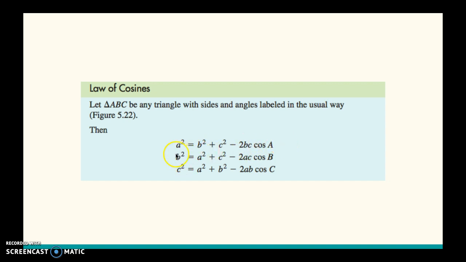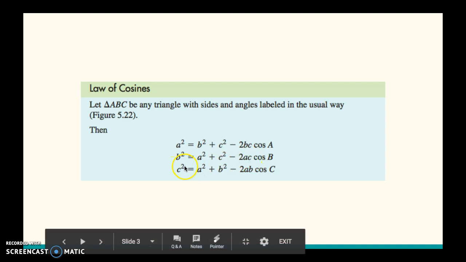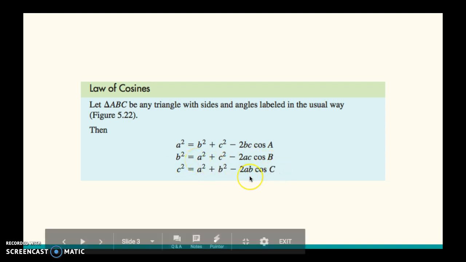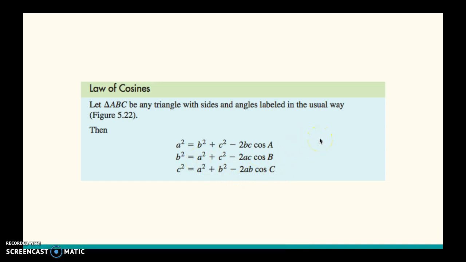Notice I started with b on this side, and I end with b. The other two sides are combined as they're squared, and I subtract when I multiply them together, just plainly. Whatever I start with is whatever I finish with. So just take a minute to really take in the format of the law of cosines formula.